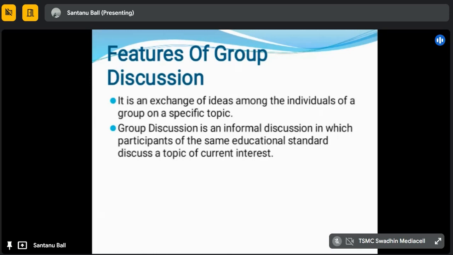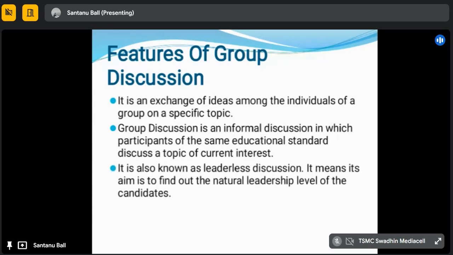Now, informal discussion means where the subject is not pre-decided. Since group discussion is an informal discussion, participants of the same educational standard discuss a topic of current interest. Okay. Now, the next point I want to focus on is very important. It is also known as the leaderless discussion.